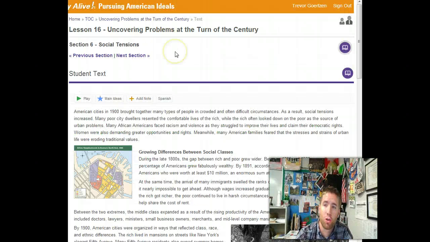Next area is just the social challenges that were going on in the United States. We are in the early 1900s, we're 35 years out of the Civil War, yet there's still a lot of social tension, racial tension between blacks and whites. And then there were new groups coming into the United States, specifically your immigrants.